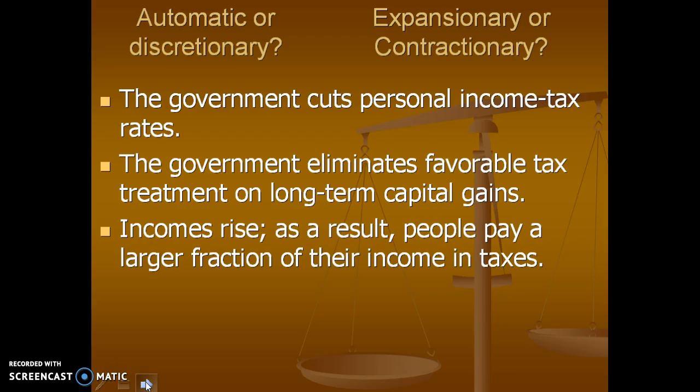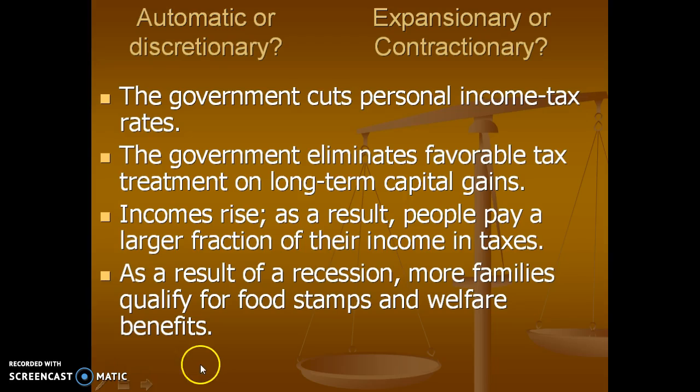Next one, incomes rise. As a result, people pay a larger fraction of their income in taxes. So is it automatic or discretionary? Is it expansionary or contractionary? Well, you can see that because incomes rose and automatically people paid a larger portion or fraction of their income, it is an automatic stabilizer. And because it's an increase in taxes, it's contractionary. Next, as a result of a recession, more families qualify for food stamps and welfare benefits. So think to yourself, is this automatic or discretionary, expansionary or contractionary? The answer is, it is automatic and it is expansionary.